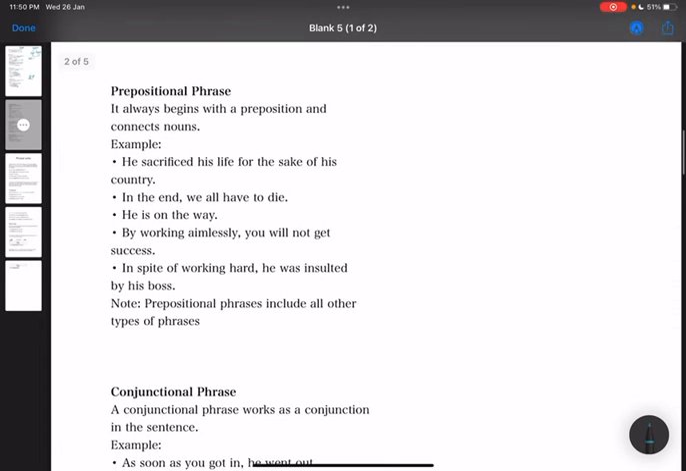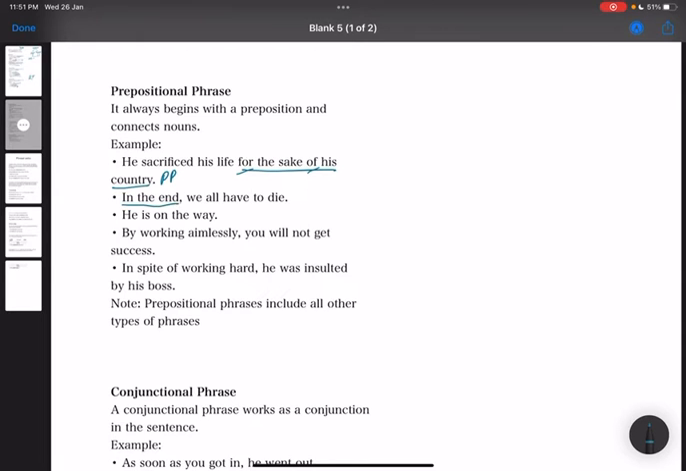Next over here we have prepositional phrase. Now again, what's a preposition? A word which links the sentence and tells the time or position of an object or person. Okay, so he sacrificed his life for the sake of his country. So over here, for and of are the prepositions, and overall we call it the prepositional phrase.